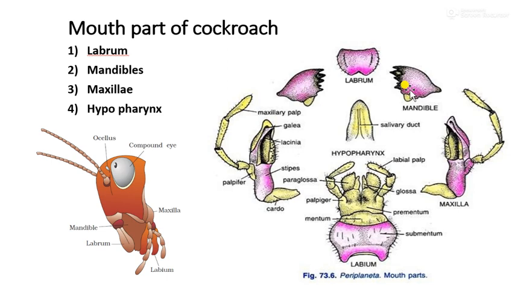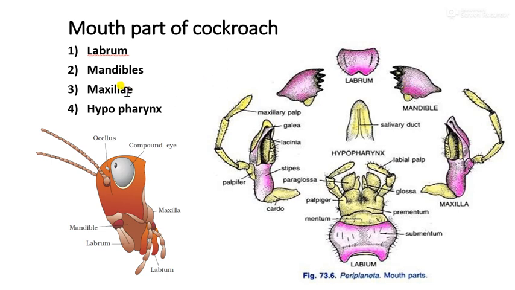The contraction of the adductor muscle brings the mandibles closer so that their teeth are interlocked, and in this position the food is broken down into small fragments. Then the abductor muscle contracts and the mandibles separate from each other. So the cutting and chewing of food is effected by the alternate contraction and relaxation of these muscles.